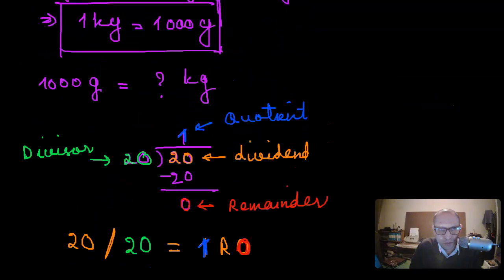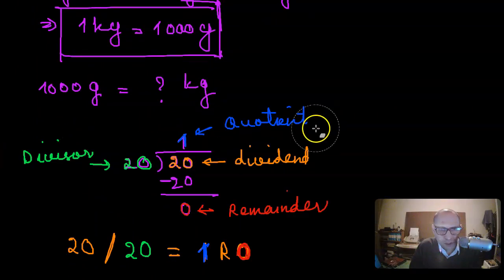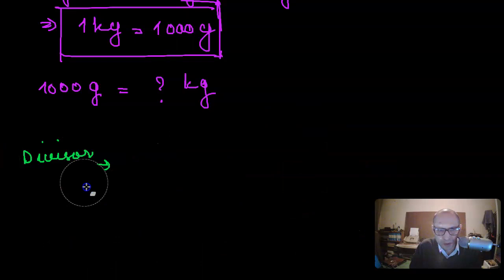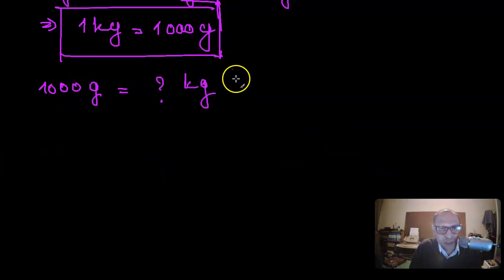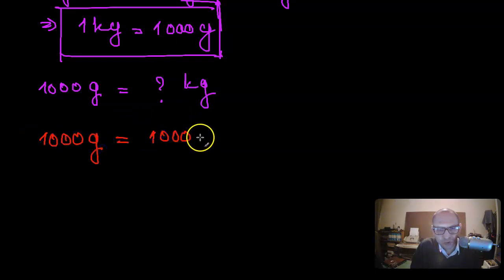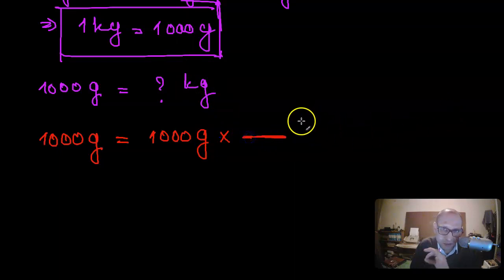So now what I want to do here is that I have 1,000 grams. I want to know what that is in kilograms, right? And so I write this as 1,000 grams, and 1,000 grams is equal to, basically, since I need the kilo here, I multiply this by the same division that I showed you, right?